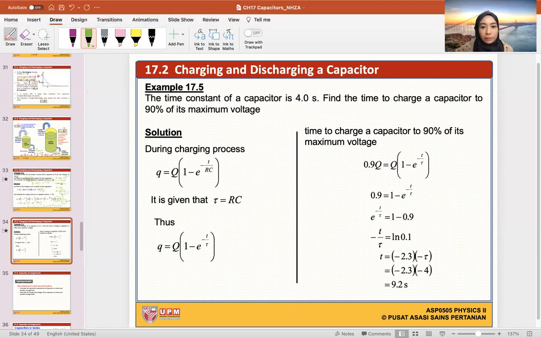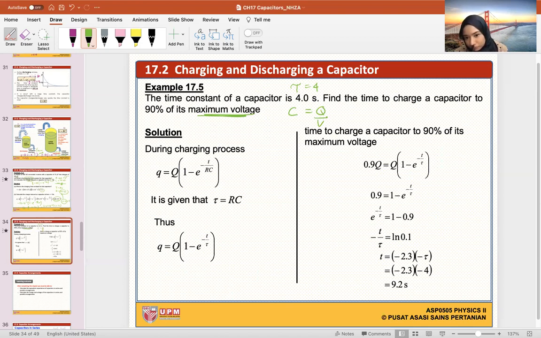So the time constant of a capacitor is 4. So tau equals 4. Find the time to charge a capacitor to 90% of its maximum voltage. So this is voltage. 90% of its maximum voltage. So we have C equals Q over V.